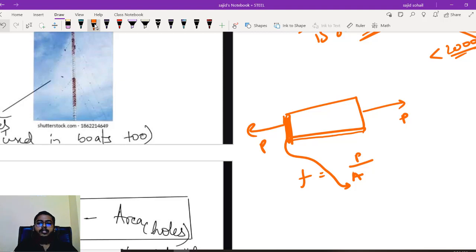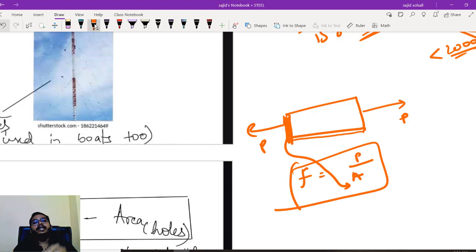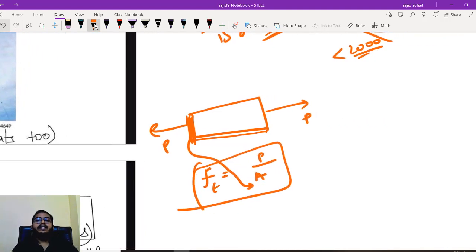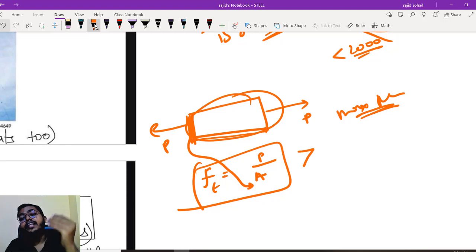Simple सी बात है. So this is nothing but the stress which is being induced in my member. Tension member में stress कितना आ जाएगा? The tensile stress P by A. So if my P by A is greater than maximum permissible stress, then क्या हो जाएगा? Obviously my structure is going to fail. It could fail in many ways. We will study that later on. But my structure is going to fail.